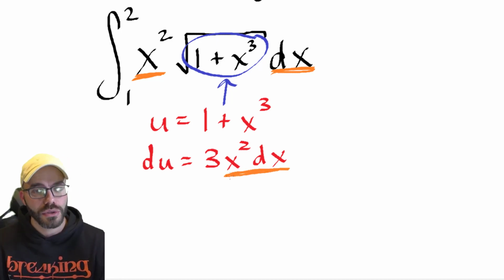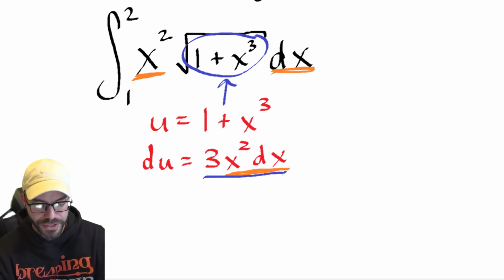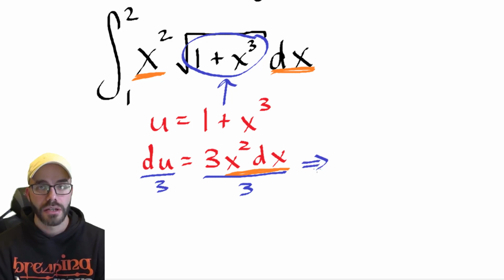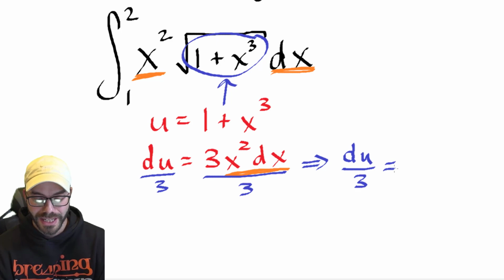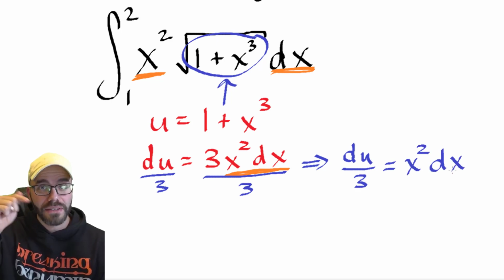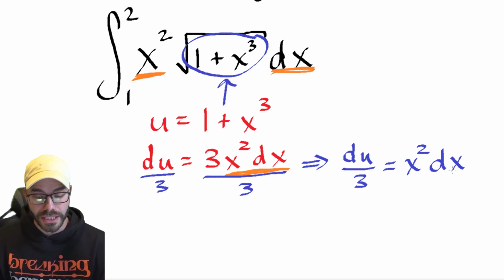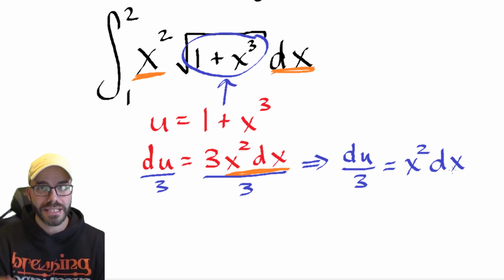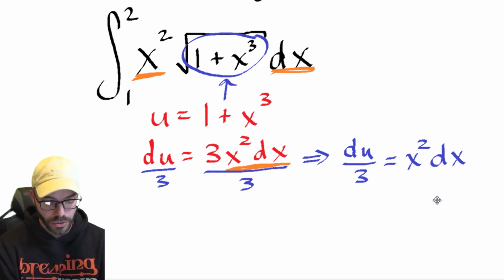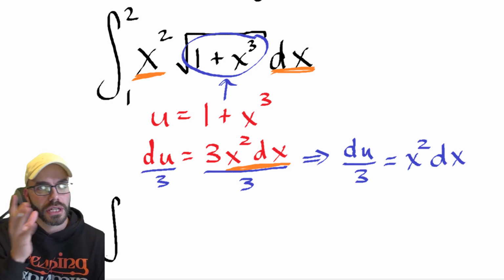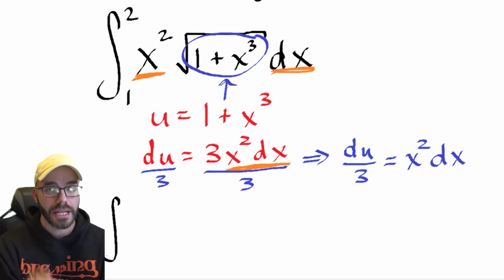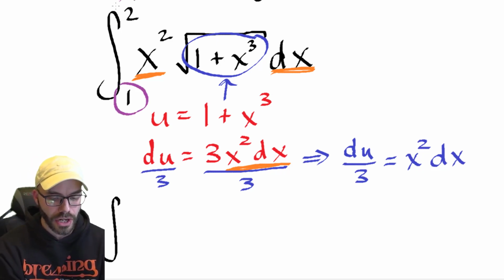The way I like to do this is to divide both sides of my du by 3. What that does is make du over 3 equal to x squared dx. So now I have something to substitute in for x squared dx. Okay, so let's see these substitutions. So I have the integral. Now my limits of integration are going to change because my variable is changing from an x to a u. I need to be very careful to realize that these are x values.